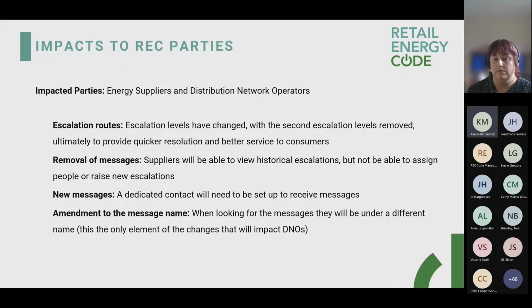So I suppose it's what does it mean for parties then? So the main impacts are on energy suppliers. Escalation routes: the escalation levels have changed with that second escalation level being removed, and that is ultimately to provide a quicker resolution and better service to consumers. The removal of messages: for those 2 messages that have been removed because they're no longer relevant or required, you will be able to see the historical escalations, but like I say, not assign those to people or raise new ones, but the information is there to help the resolution of any outstanding issues that there are.